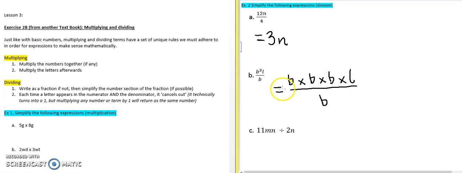I have to make sure that I write it out in the expanded version first before I can apply this division rule. Each time a letter appears in the numerator and the denominator, it cancels out. Or in other words, I see one b here with another b here, so I'll first cancel them, and they technically turn into 1s. Okay. I can't really do any more cancelling out. There's no other letters on the bottom. There's only just a few letters on the top. So what I'm left with is a b and a b, which is just b squared. And I have that L that still remains.